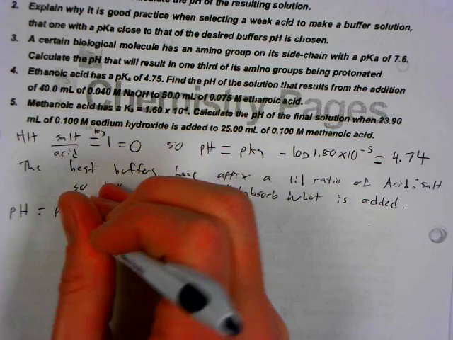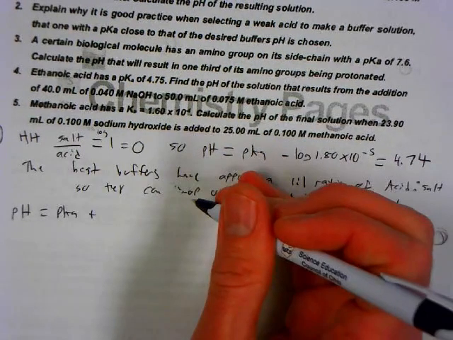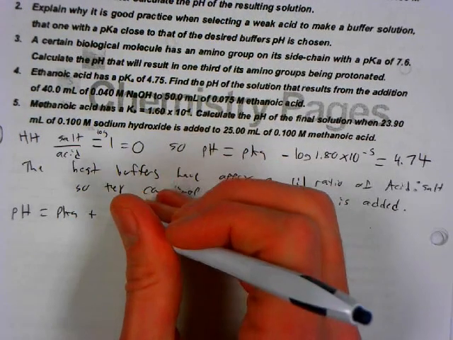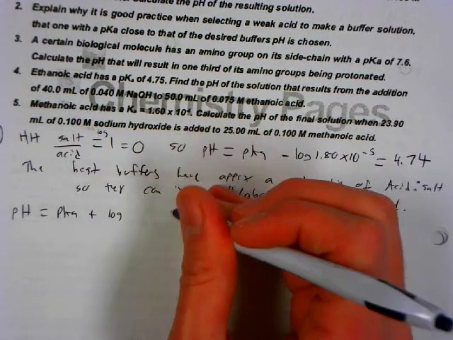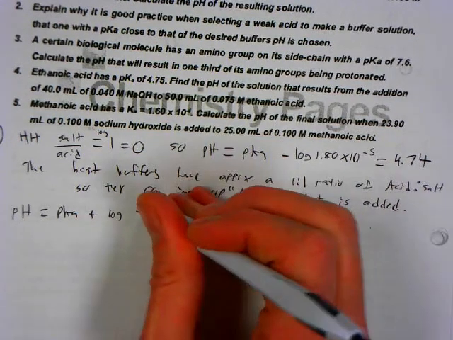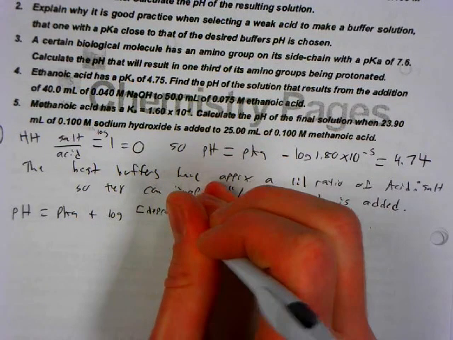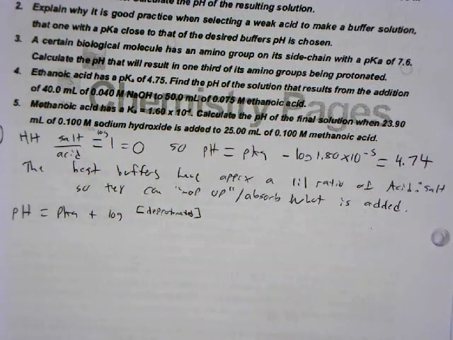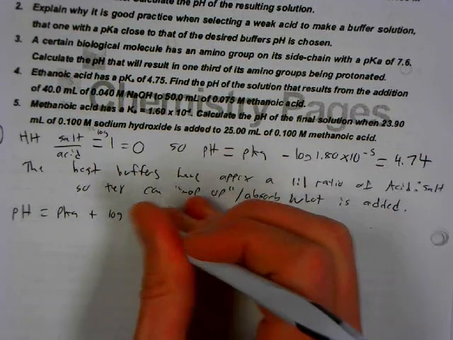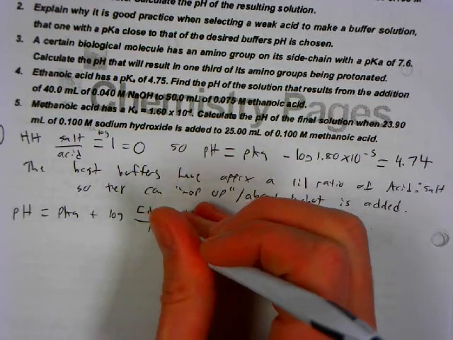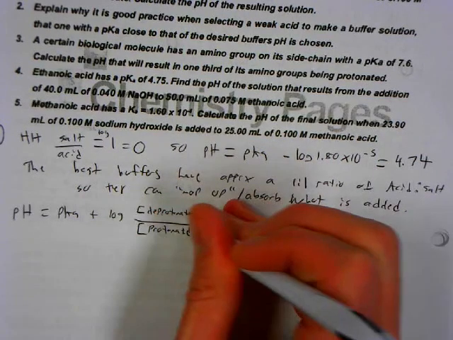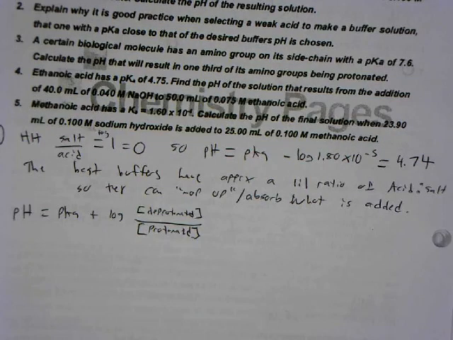So pH, we're talking about an acid here, right? I'm going to protonate something, so we're looking at protons. So pH equals pKa plus log of the concentration of the deprotonated over the concentration of the protonated. I'm going to review the last page.